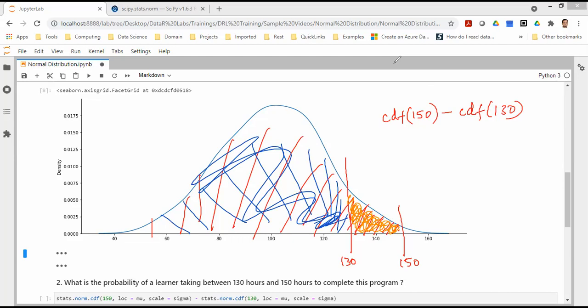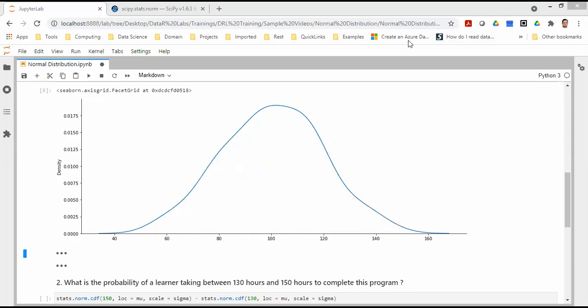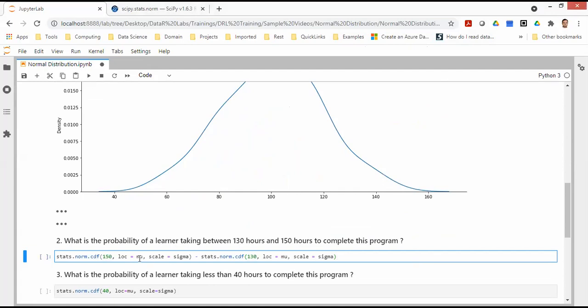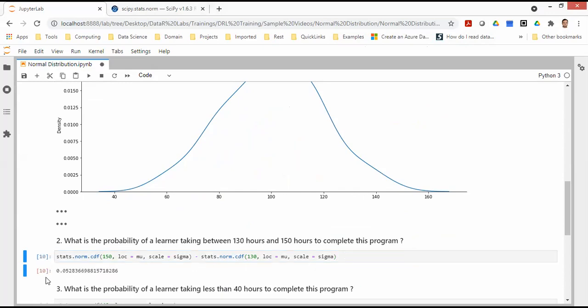So let's try to see if we are able to capture this area using our functions in Python. So CDF of 150, mean and sigma are given. Subtract CDF of 130, mean and sigma are given. And the area we get is 0.05, which is 5%.